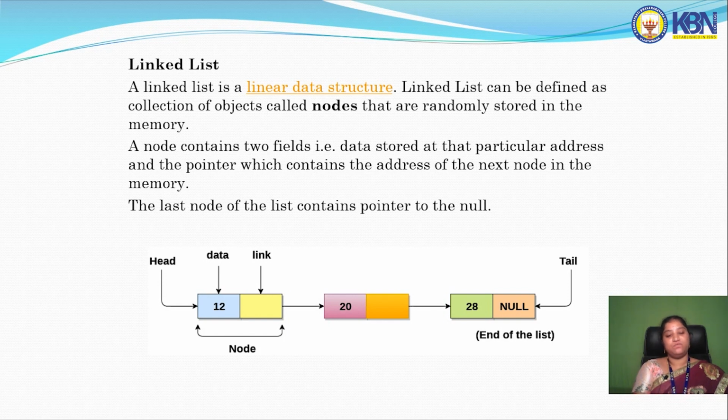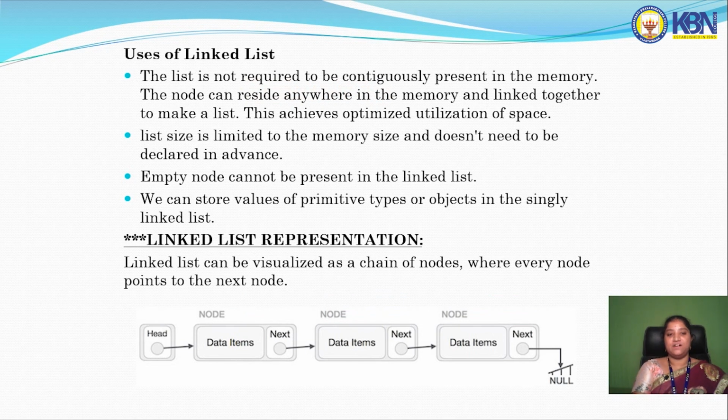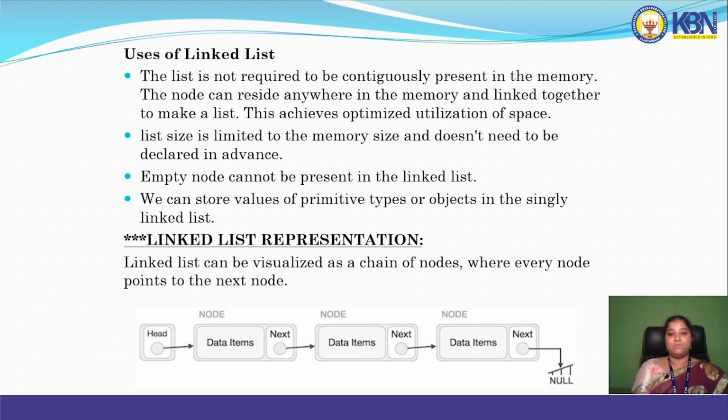Linked list is also, in previous sessions we already discussed what a linear data structure is and what a linked list is. A linked list is first divided into two parts, the data part and the link part. The link part holds the address of another node. Linked lists are used because nodes anywhere in the memory are linked together to make a list, which achieves optimal utilization of space.